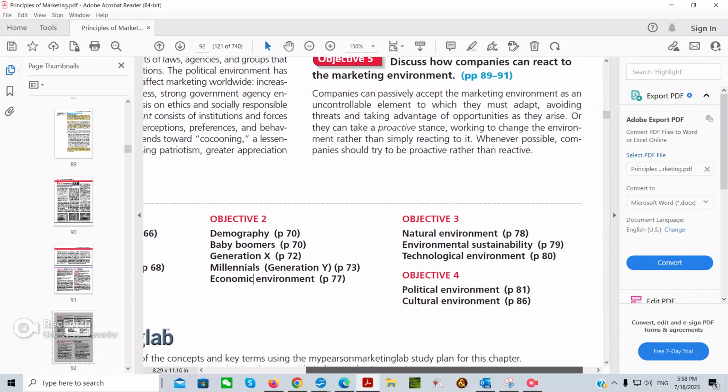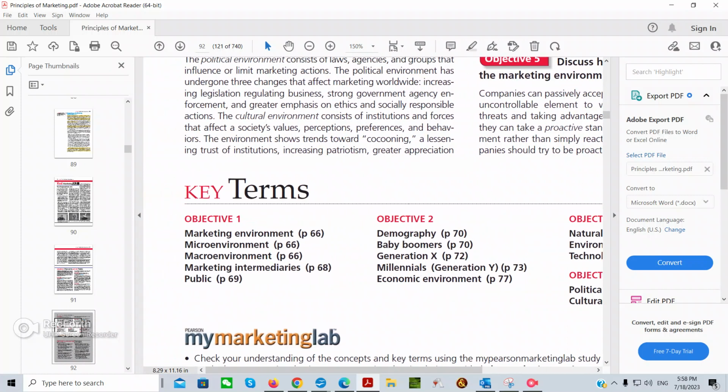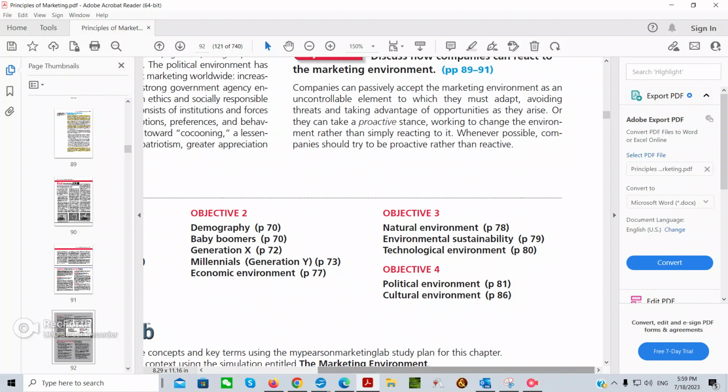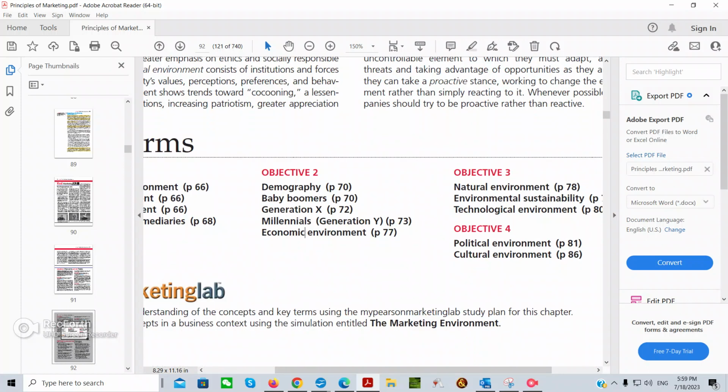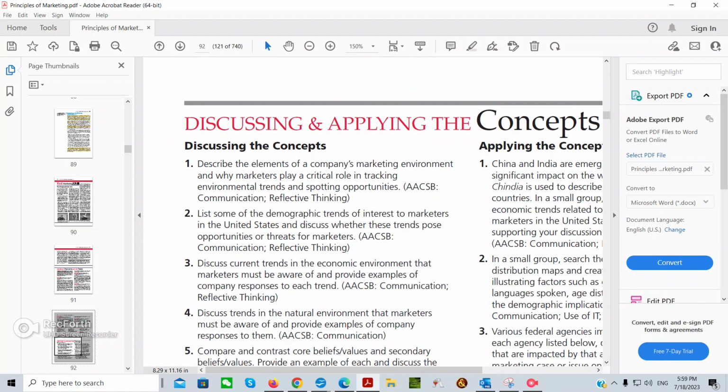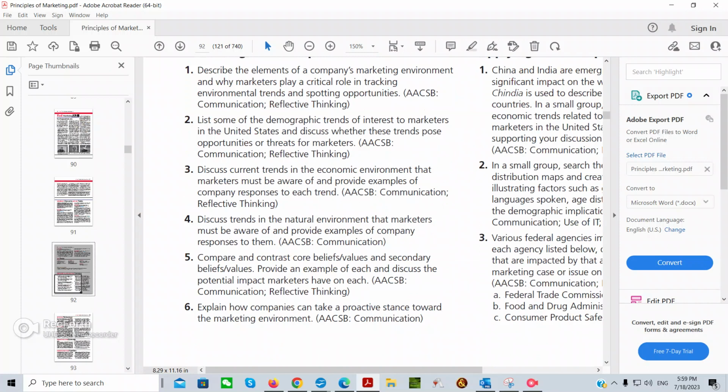Okay. Also, we have some terms here from each objective. Keep those in mind. So for Objective 1, we have marketing environment, microenvironment, macroenvironment, marketing intermediaries, and public. For Objective 2, we have demography, baby boomers, Generation X, millennials, Generation Y, and economic environment. For Objective 3, we have the natural environment, environmental sustainability, and technological environment. And for Objective 4, we have the political environment and the cultural environment. Right, so that pretty much will sum it up for us as well.